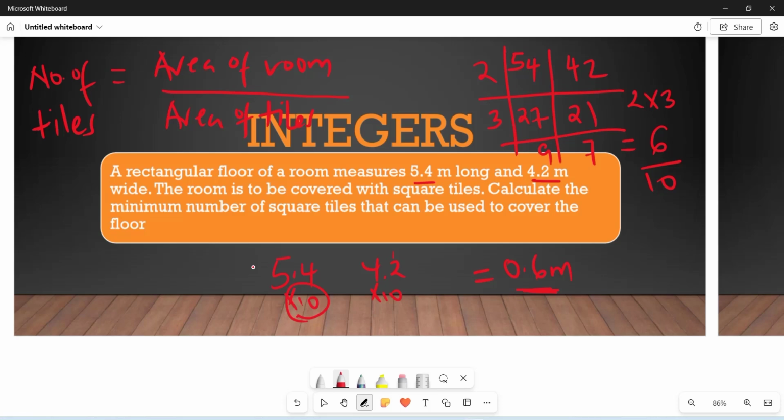So what we are going to do here is take 5.4, multiply by 4.2, and then divide by 0.6 times 0.6, which is the area of one tile, side times side. One side is 0.6 times the other side, which is 0.6, because it is a square, and to get the area of a square, it is side by side. This gives us the final answer of 63 tiles.